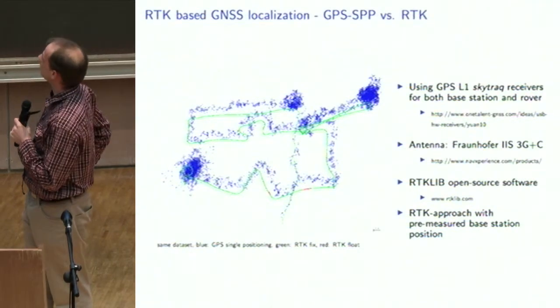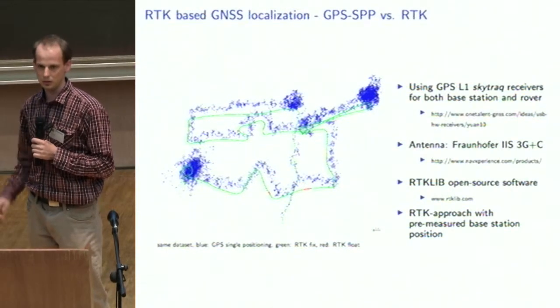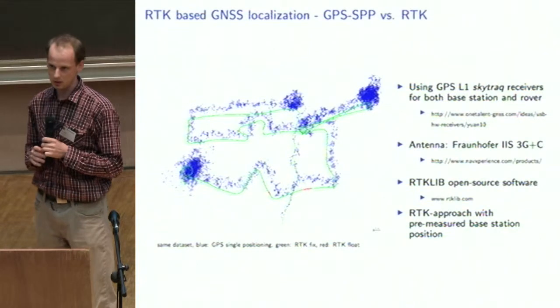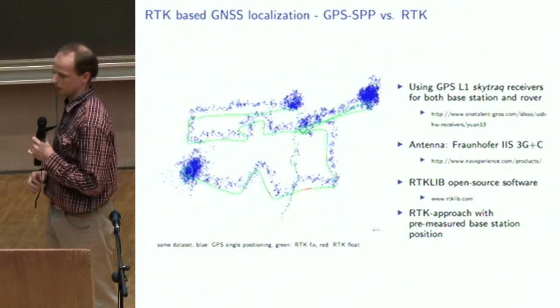And the grid size is 2 meters here. And the green line, that's the RTK solution that you can get. That's in a centimeter accuracy range. So you can clearly see where the rover went over the path.